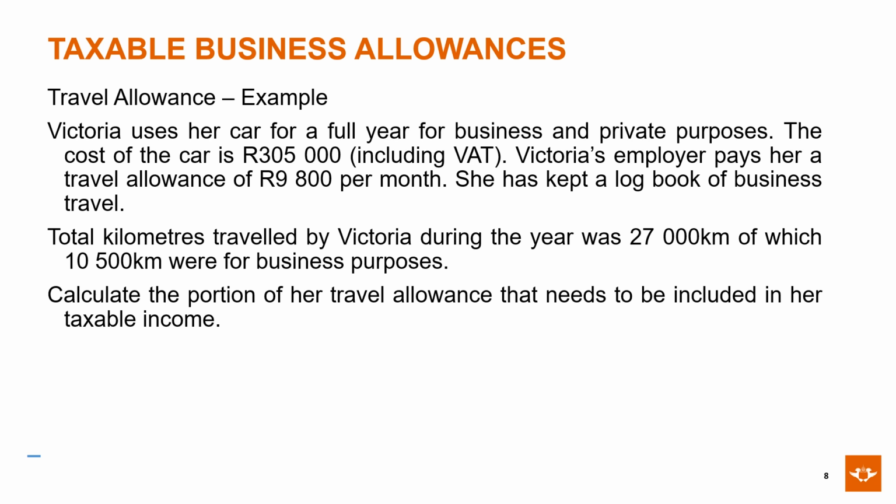Victoria uses a car during the entire year for business and private travel. The cost of a car is R305,000 inclusive of VAT, and she receives a travel allowance of R9,800 per month from her employer. Calculate her taxable travel allowance.